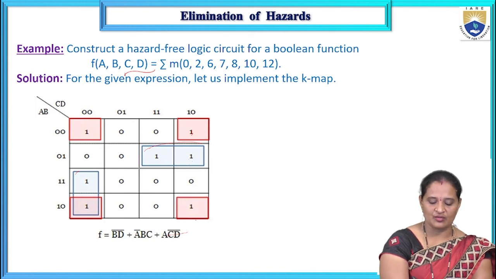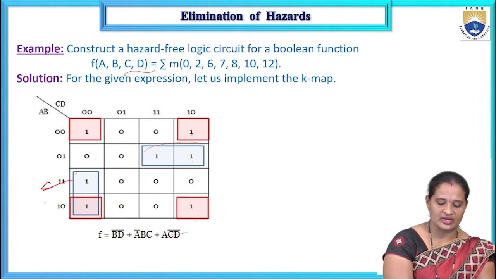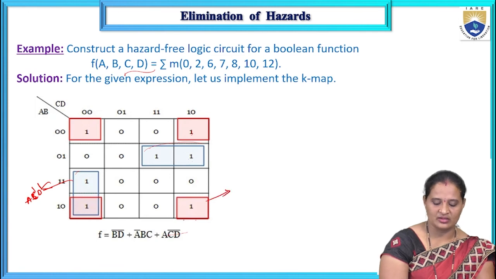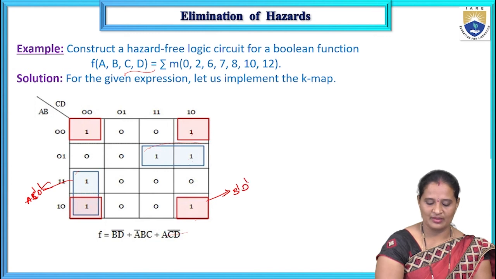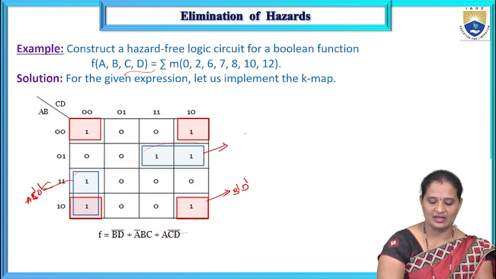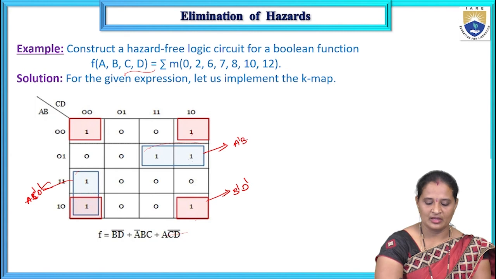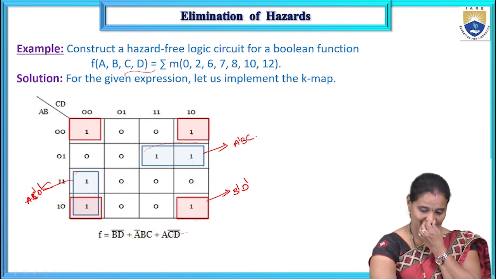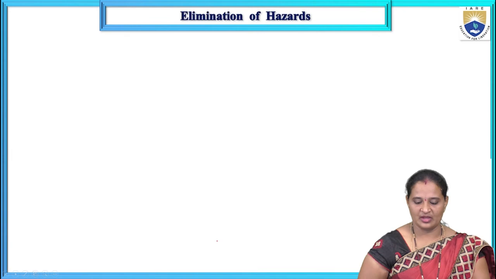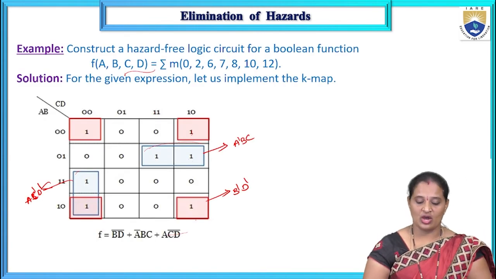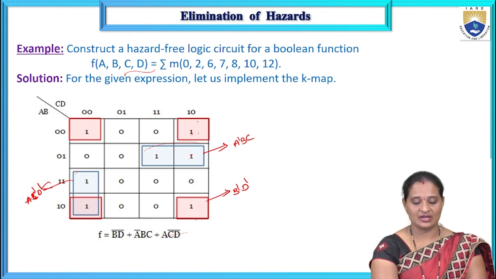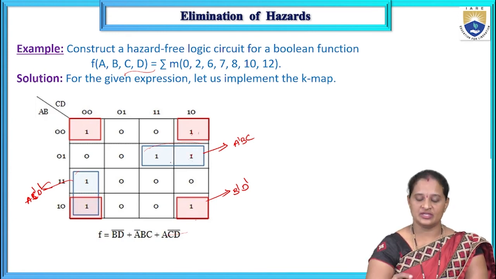So this leads to a hazard. So what are the terms we have got here? This one can be represented as A C bar D bar, whereas this quad is represented with B bar D bar, whereas this pair is nothing but A bar B C. So this is the Boolean function, right? So now we have identified that there is a hazard because these two cells are said to be adjacent, but these are not enclosed together, which leads to a hazard.